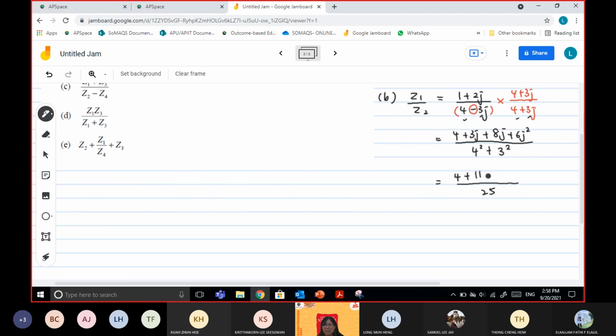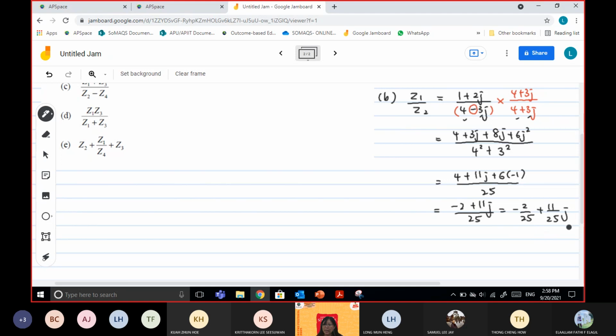So 3j plus 8j is 11j. Then 6 times minus 1, so minus 6. 4 minus 6 is minus 2, plus 11j, divided by 25, which we can write as minus 2 over 25 plus 11 over 25j. You can calculate this as a decimal as well. Here I put it as a fraction, but you can put it as a decimal.